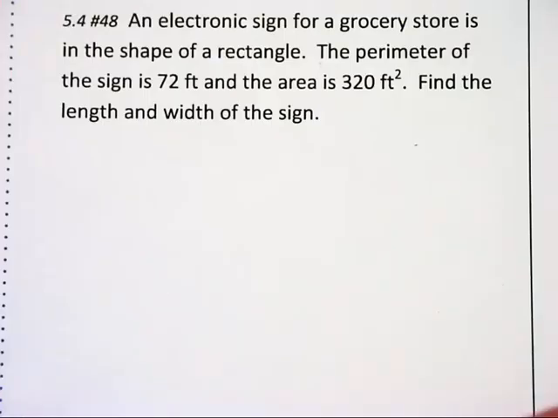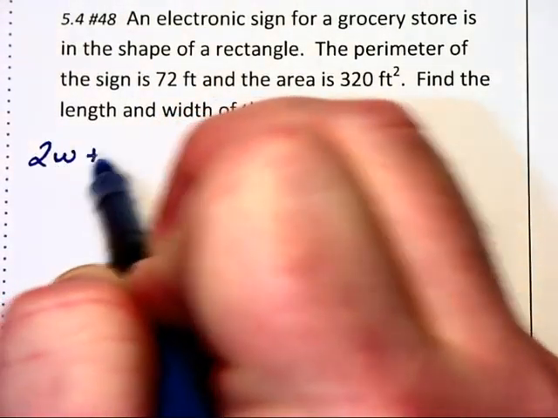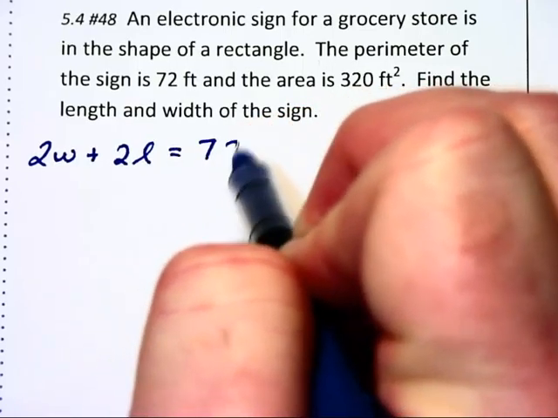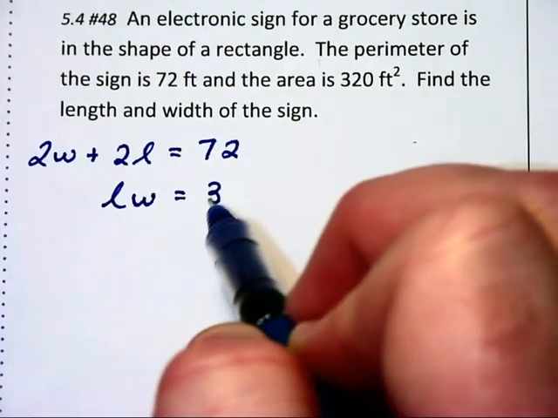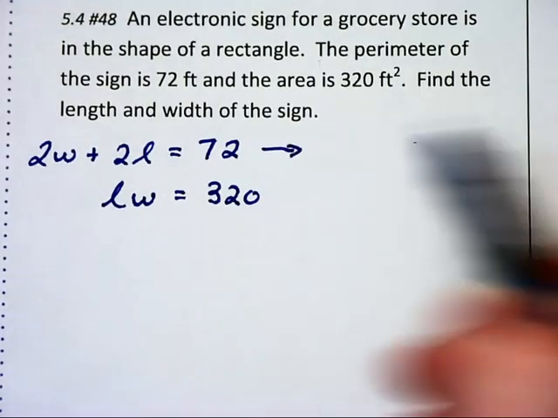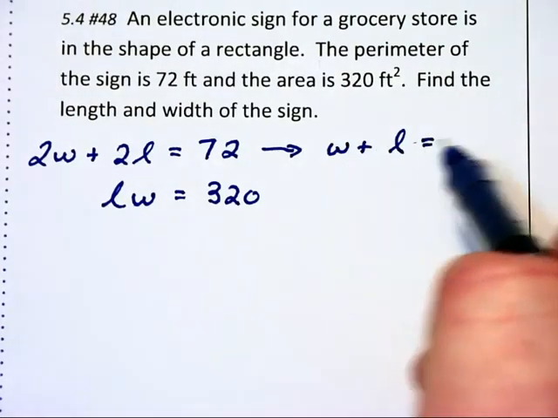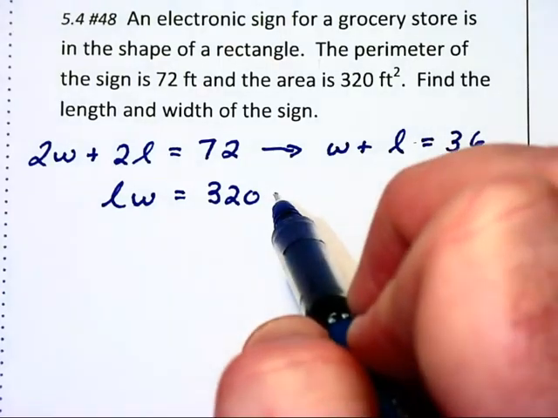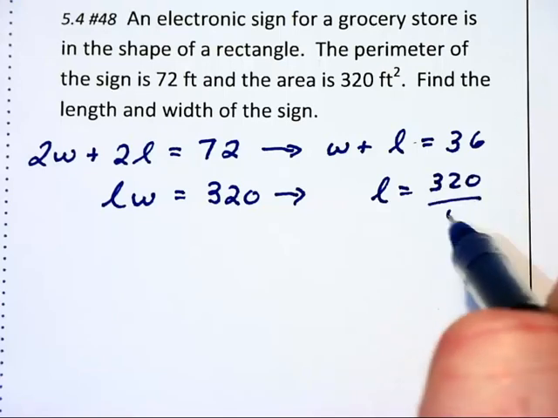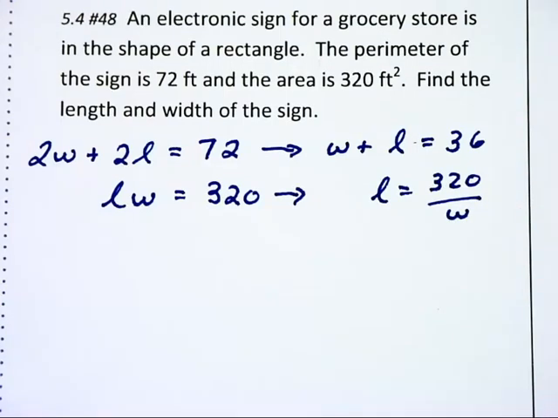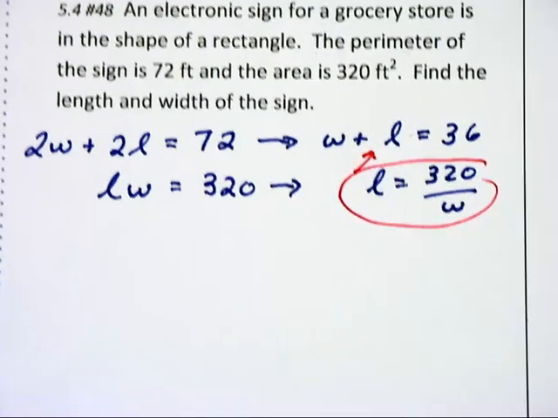Another problem that's very much the same as the one we just did. The perimeter is 72, so 2w plus 2l is 72. And the area is 320. That means length times width is 320. Let's clean up the first equation, dividing by 2 to get w plus l is equal to 36. And I will solve for L and have L is equal to 320 over W. Substituting this second equation into the first equation gives the following.